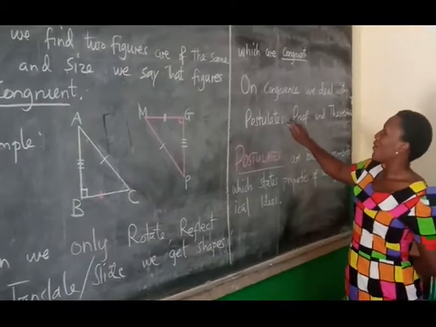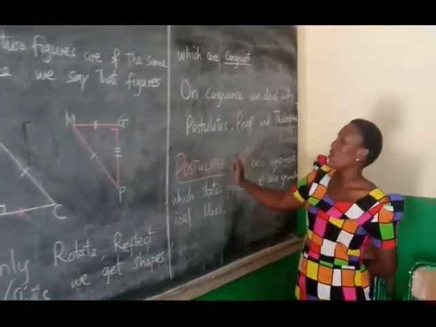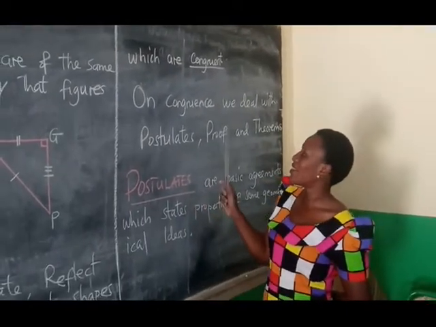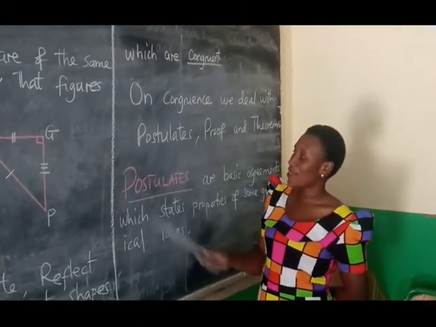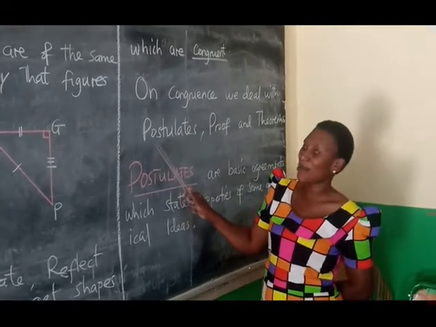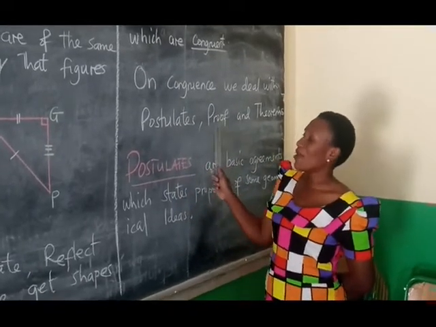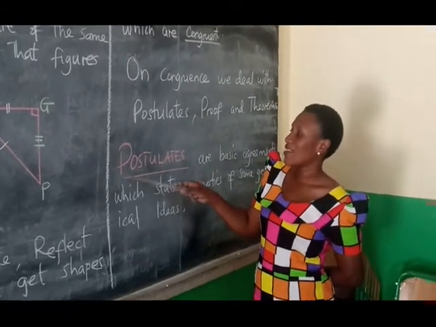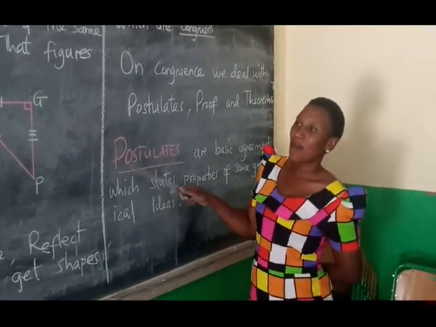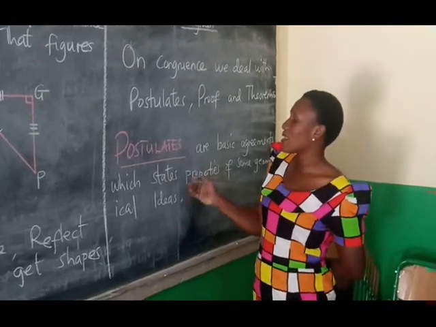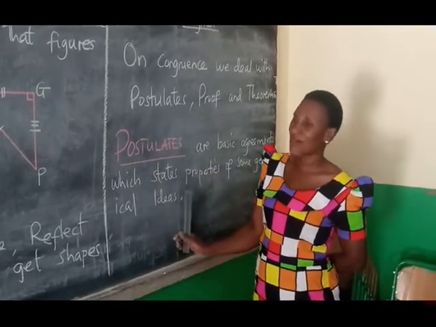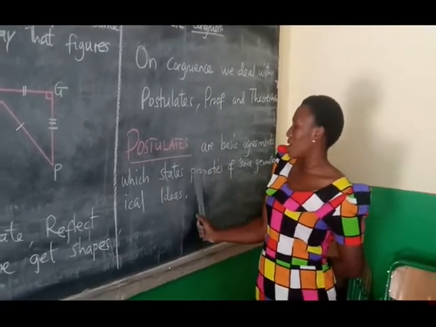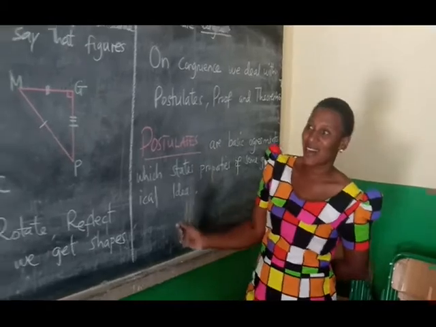On congruence, we also deal with postulate, proof, and theorem. These are some terminologies on this topic of congruence. The first terminology is postulate, the second one is proof, and the last one is theorem. Let us start with postulate. Postulates are basic agreements which state the properties of some geometrical ideas.